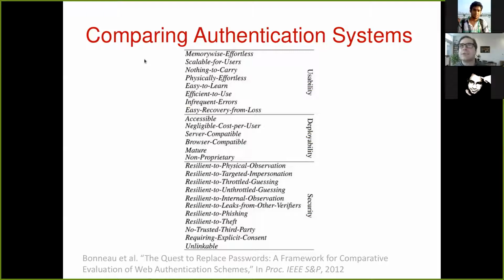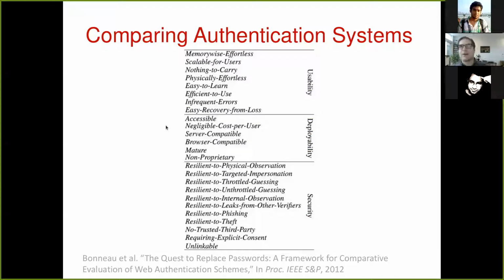There are also these usability properties that we want. Memory-wise, effortless would mean you don't have to remember anything. So unless you're using a password manager, passwords don't have that property. Nothing to carry: passwords do have that, typically, as compared to a USB key that you have to plug into your computer, carry around with you, and might lose. Also being easy to learn, efficient, and easy to recover from loss. If your biometrics are stolen, you have a lot to worry about. If you lose your USB key, you have a lot to worry about.